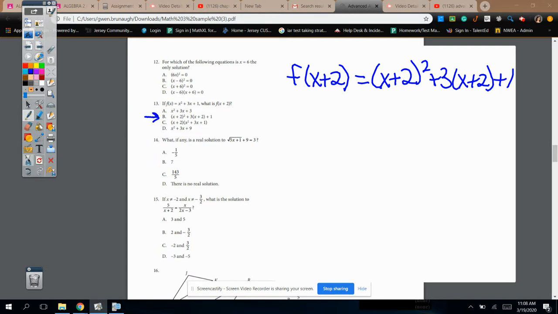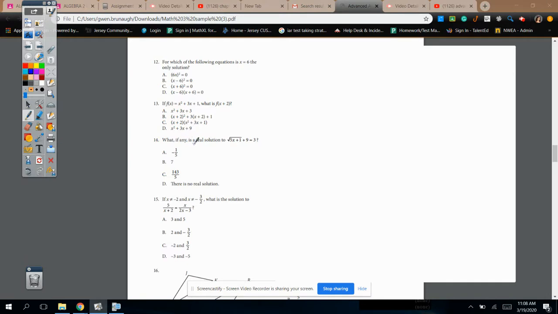Okay, 14. 14 has a square root, which means there are risk factors here. Keep that in mind as you solve this. You might have to check an answer. These are things you're going to have to start thinking of as you're getting into advanced math. When we solve, we try to get x by itself, so I would subtract 9 first. The square root of 5x plus 1 equals negative 6.